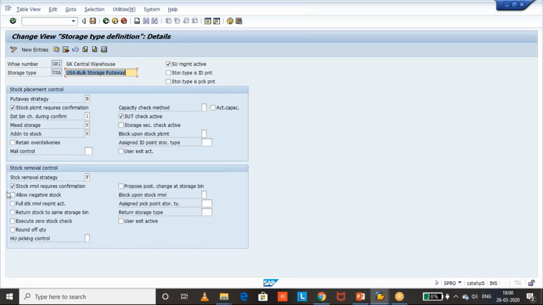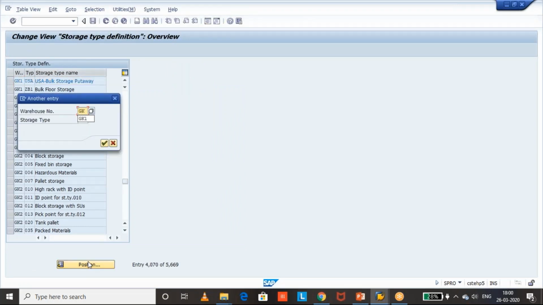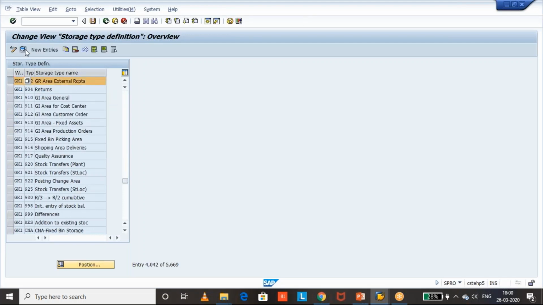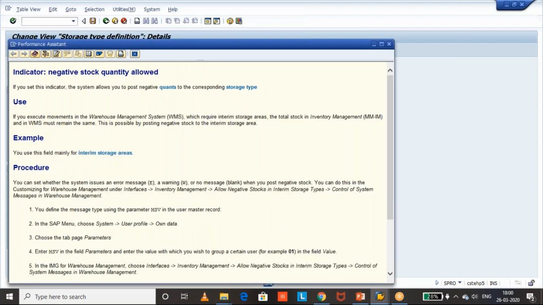See here, there is an indicator, allow negative stock, which is not activated. Let's take an interim storage type which has negative allowed, 902. See, this negative allowed is available. If you click on the documentation, this is the indicator. If you activate it, the system will allow you to have the negative stock. If you set this indicator, the system allows you to post negative quants to the corresponding storage type.